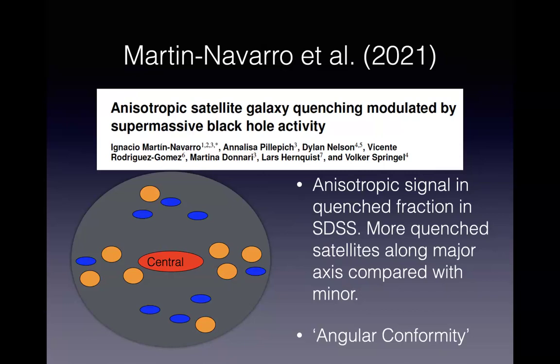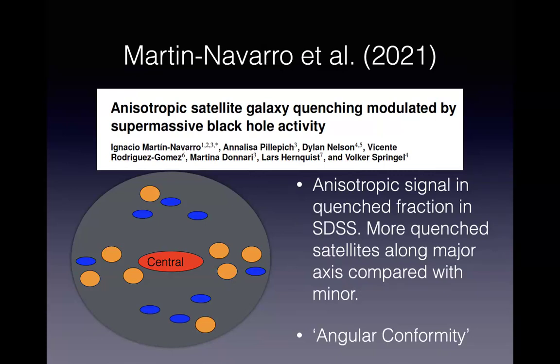Along the major axis of the central galaxy, you have more quenched galaxies than you do along the minor axis. So the minor axis galaxies have a higher fraction of star-forming galaxies represented by these blue circles, or blue ovals, compared to these passive galaxies along the major axis represented by these orange circles. So that's basically what they found.